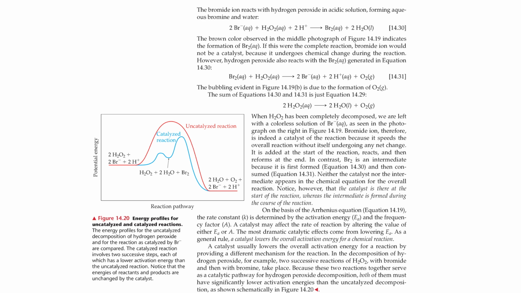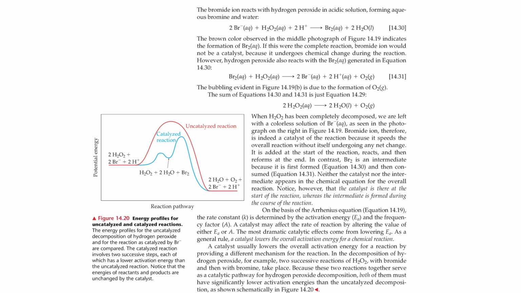Bromide ion, therefore, is indeed a catalyst of the reaction because it speeds up the overall reaction without itself undergoing any net change. It is added at the start of the reaction, reacts, and then reforms at the end. In contrast, bromine is an intermediate because it is first formed and then consumed. Neither a catalyst nor an intermediate appears in the chemical equation for the overall reaction. Notice, however, that the catalyst is there at the start of the reaction, whereas an intermediate is formed during the course of the reaction.